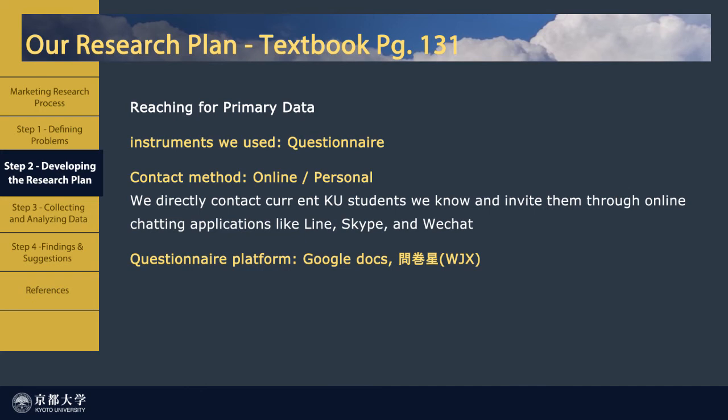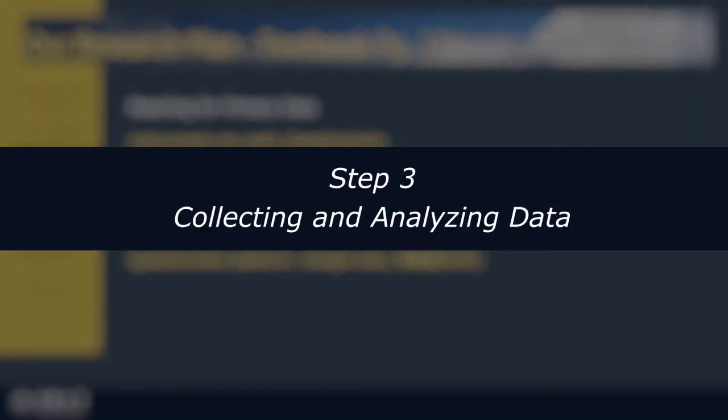And we used a questionnaire as our instrument to conduct this market research, and we distributed our questionnaire through Google Documents and 问卷星, which is used to distribute our Chinese version of the questionnaire, considering Google Documents are not accessible for people who live in mainland China. So after deciding on our research plan, we started implementing our market research. We distributed our questionnaire, collected primary and secondary data, and analyzed them.